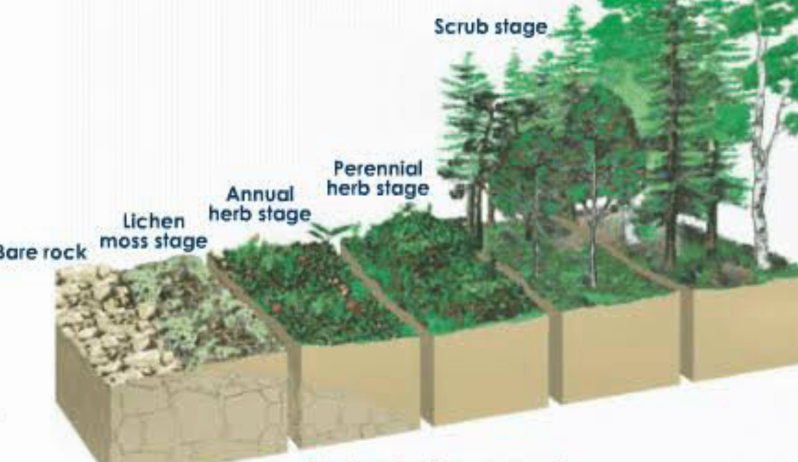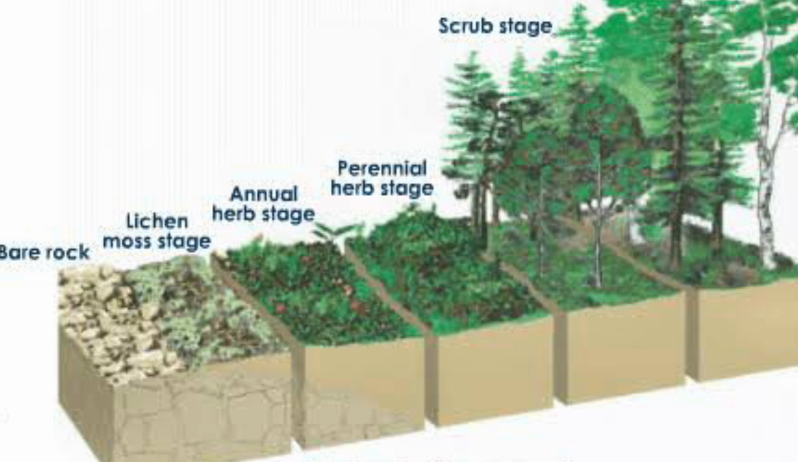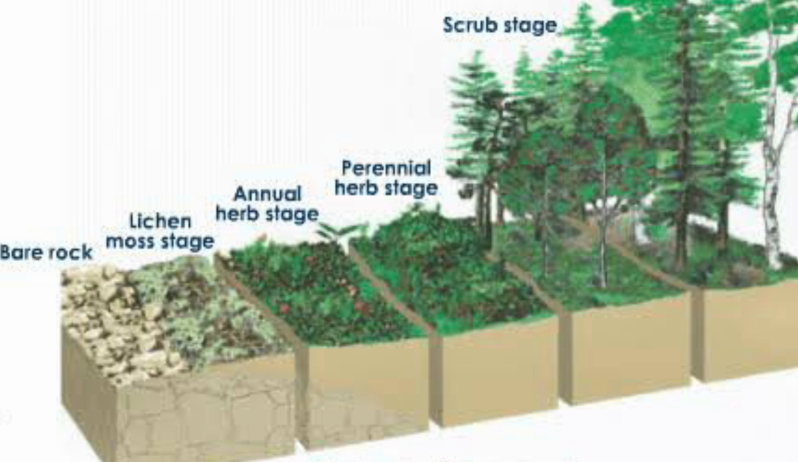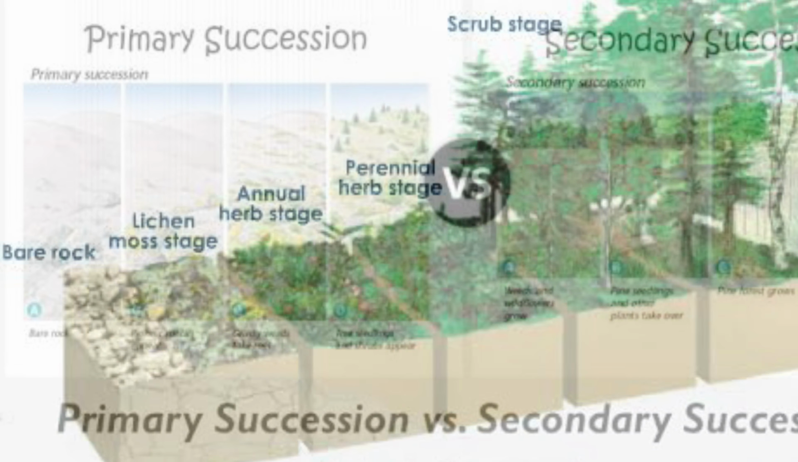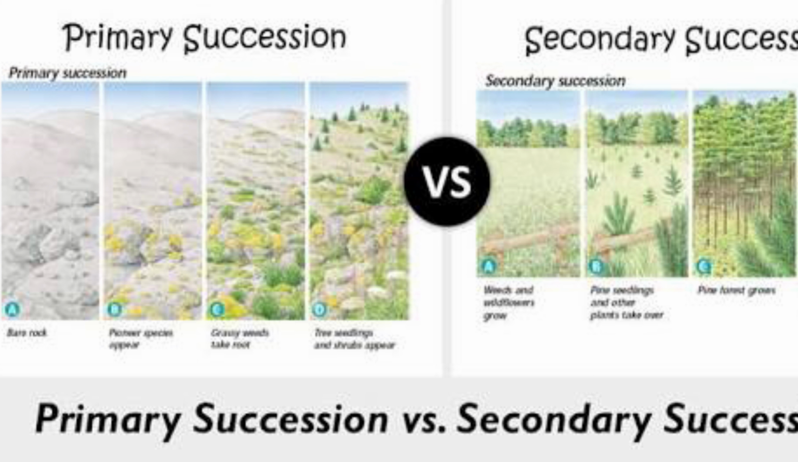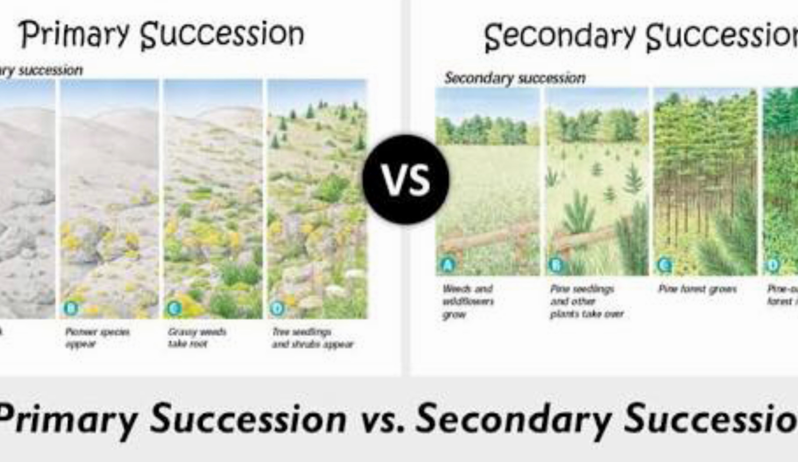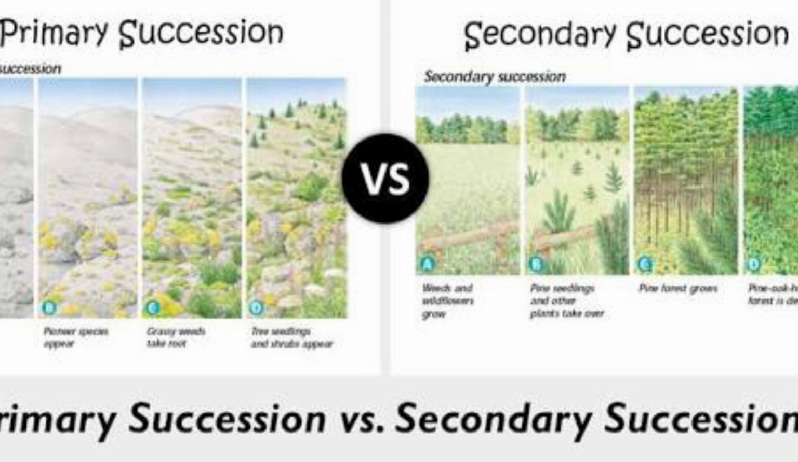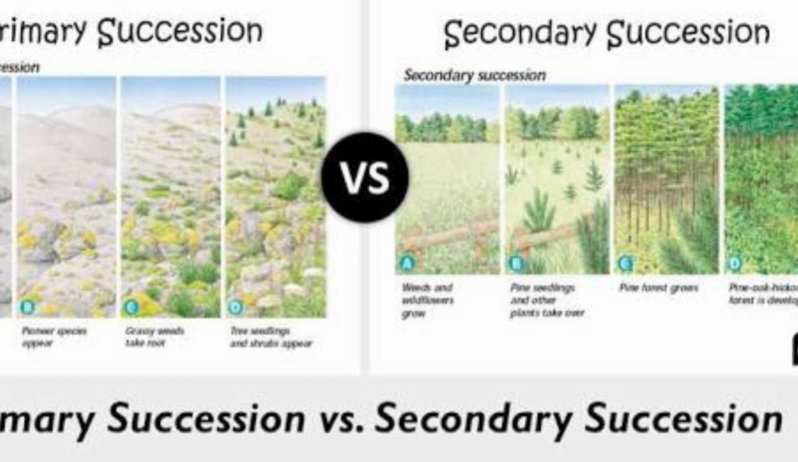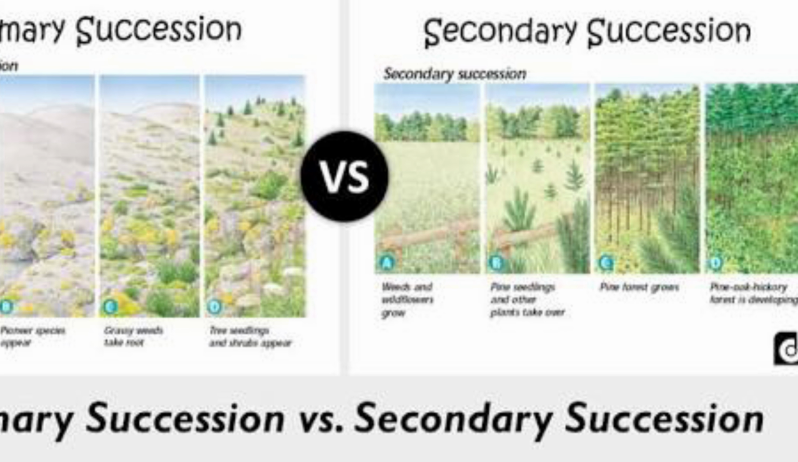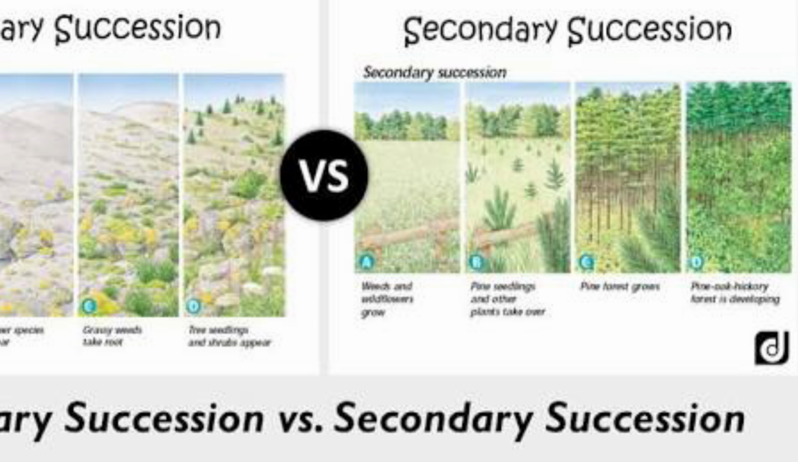There are two types of ecological succession: primary and secondary. Primary succession is the succession that occurs in an area in which no trace of a previous community is present. And secondary succession is the type of succession that occurs in an area that was only partially destroyed by disturbances.